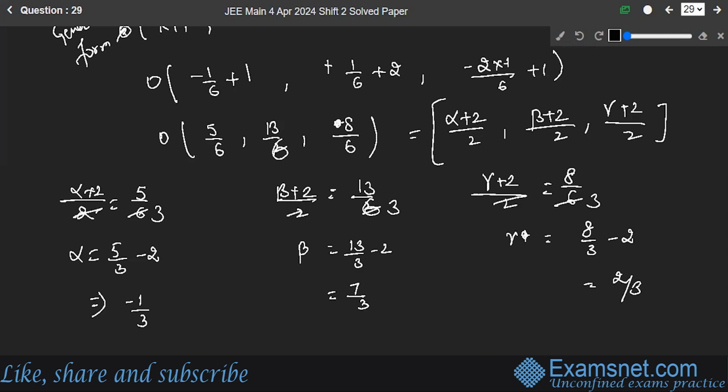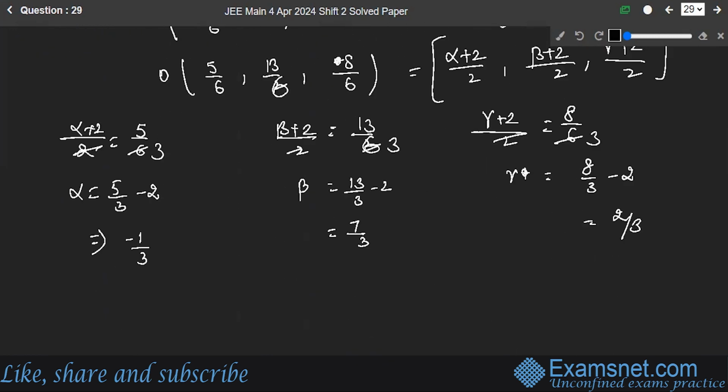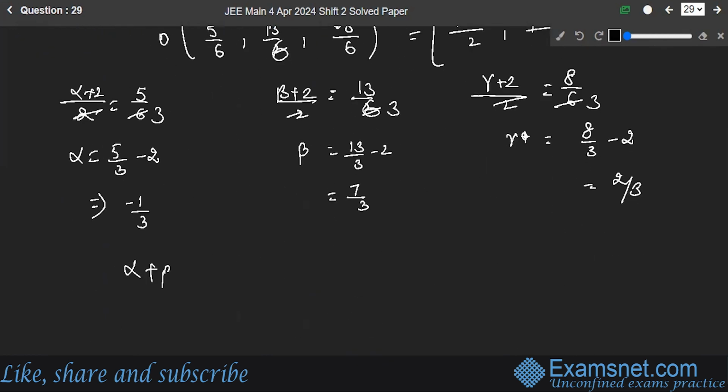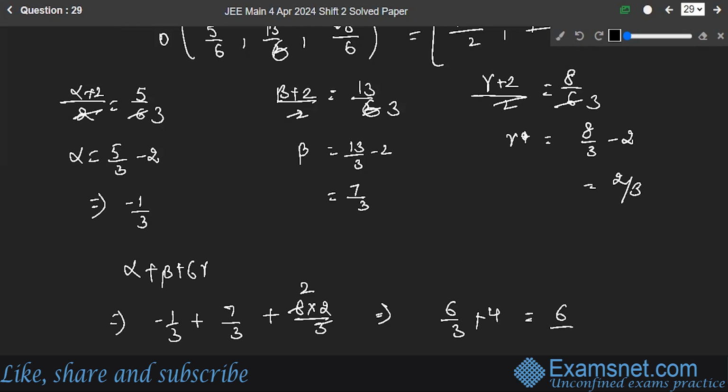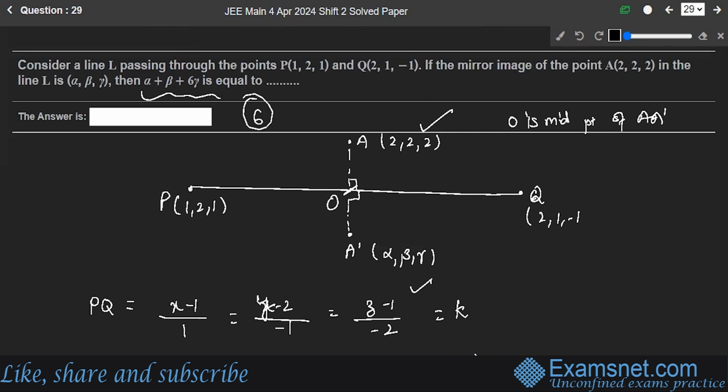I got the alpha, beta, and gamma, and that's what we needed. Now let's find out alpha plus beta plus 6 gamma. This is equal to minus 1 by 3, plus 7 by 3, plus 6 into 2 upon 3, which is 6 upon 3 plus 4. That's equal to 6. Here we have 6. This is the right answer to the question. Hope you got that. Let's move to the next one then.